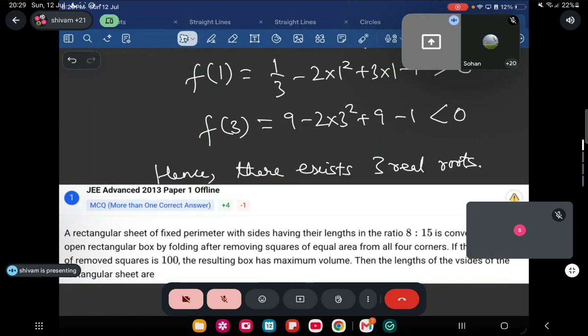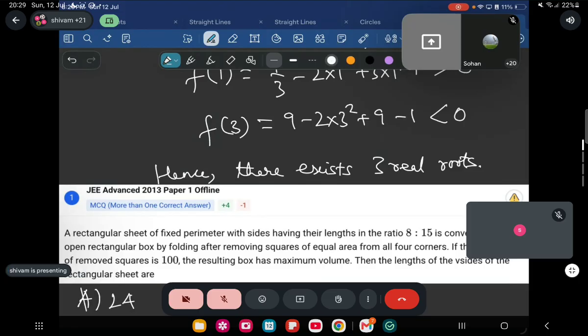JEE Advanced 2013. Solve. Wait, the options are also given. I'm giving you the options. Option A, 24. Option B, 32. Option C, 45. Option D, 60.